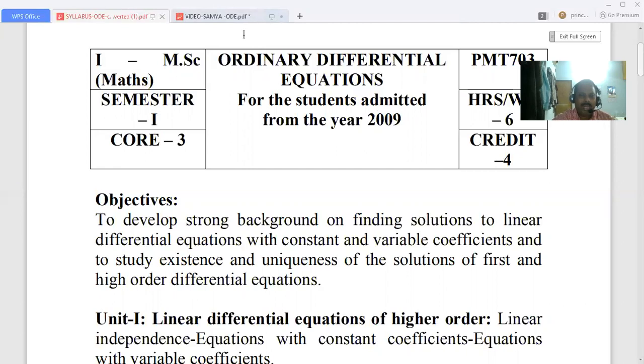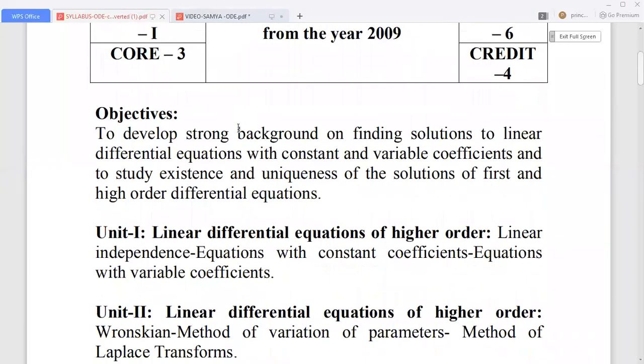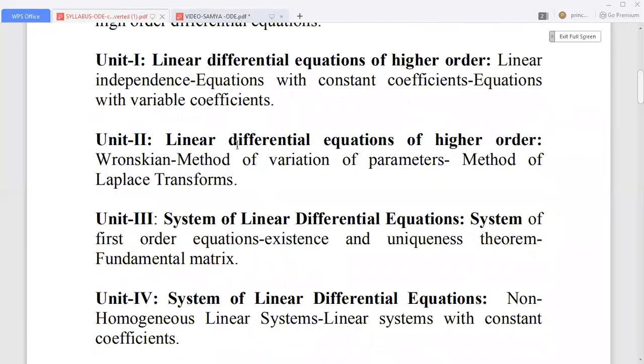Before I begin the subject, I give the syllabus. Unit 1: Linear Differential Equations of Higher Order. Linear Independence. Equations with constant coefficients. Equations with variable coefficients.